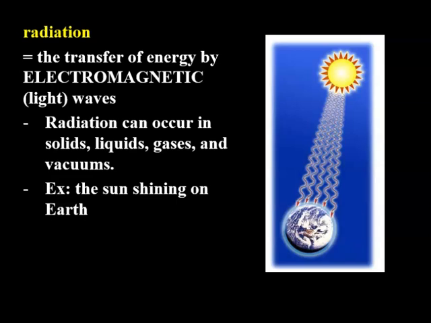Radiation is the transfer of energy by electromagnetic or light waves. There are many forms of electromagnetic waves. It includes infrared, ultraviolet, visible light, X-rays, gamma rays, microwaves, and even radio waves. Radiation can occur in solids and liquids and gases and in vacuums because radiation does not require particles. An example would be like sun shining on the earth. There's empty space between the sun and the earth, and the sunlight can still get to the earth.